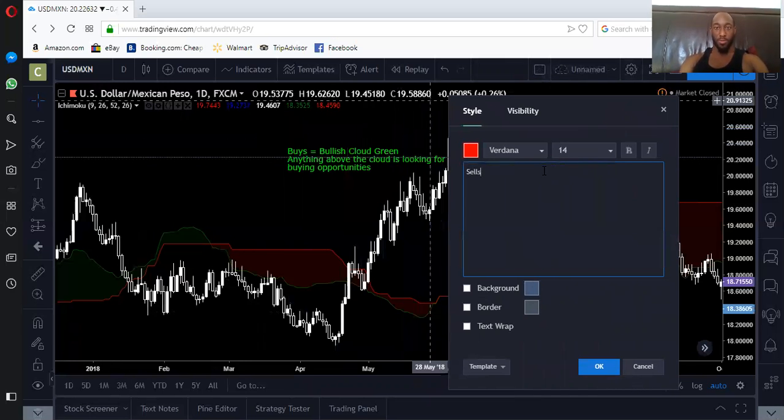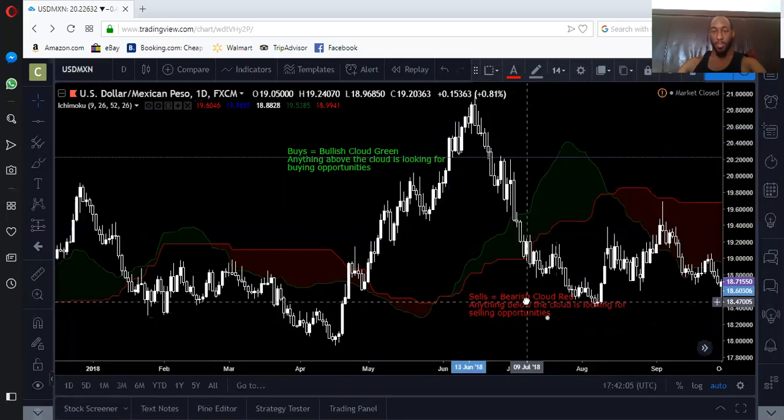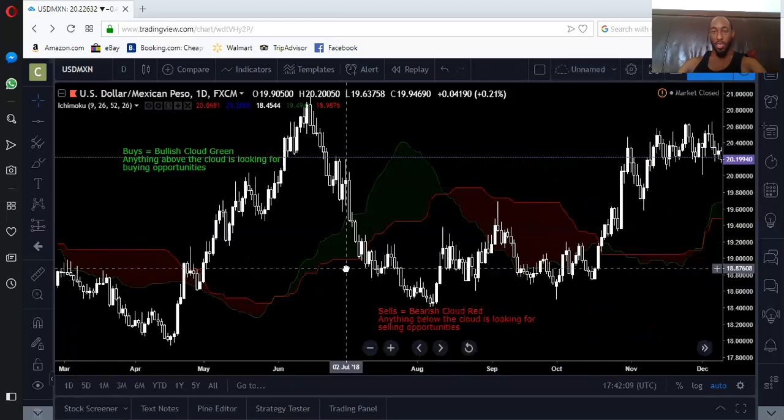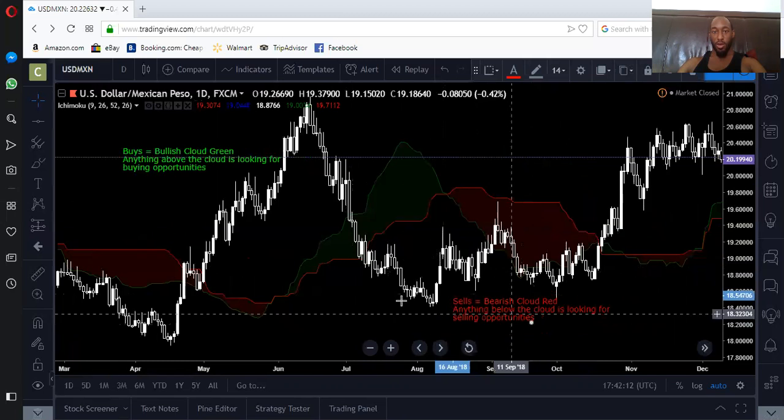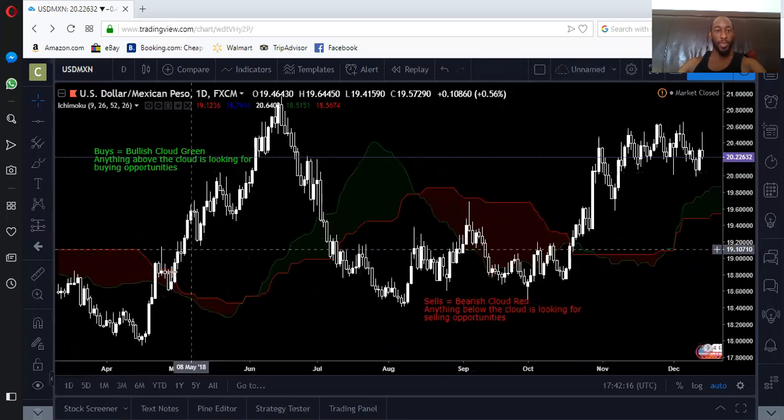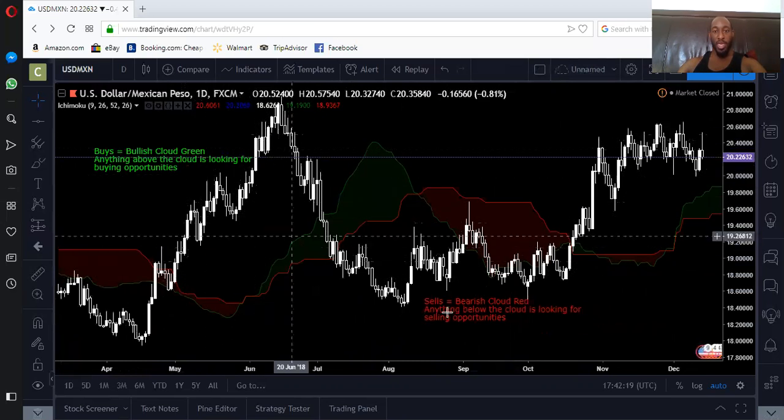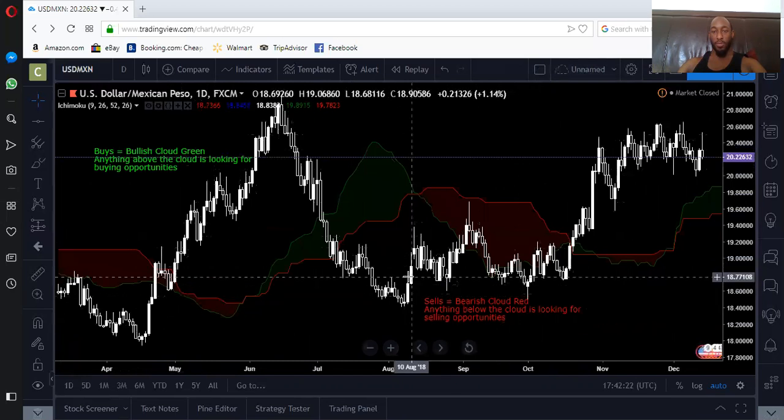Sells. I type too fast sometimes. Bearish cloud, red. Anything below the cloud is looking for selling. I'm going to put it right here, so you can see that clearly. Anything above, you're looking for buys. Anything below, you're looking for a sell.